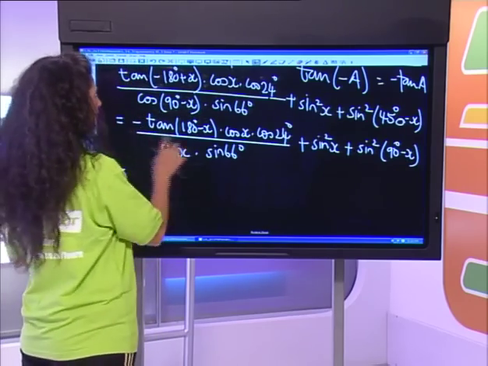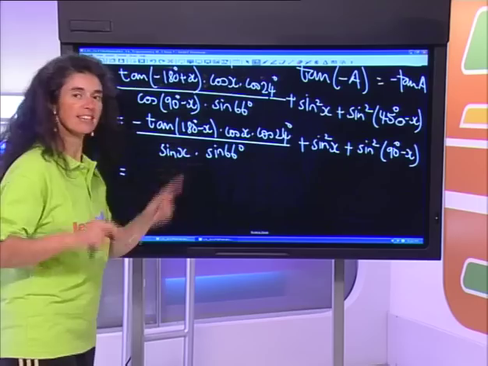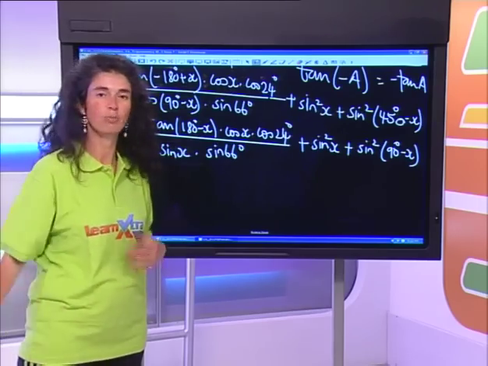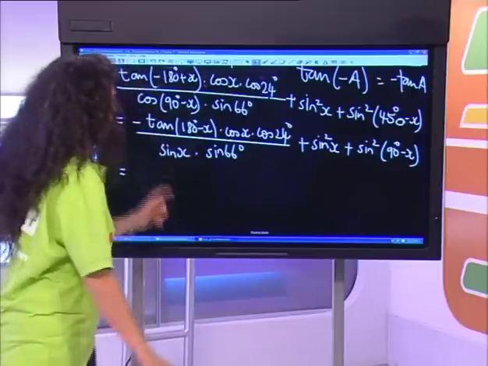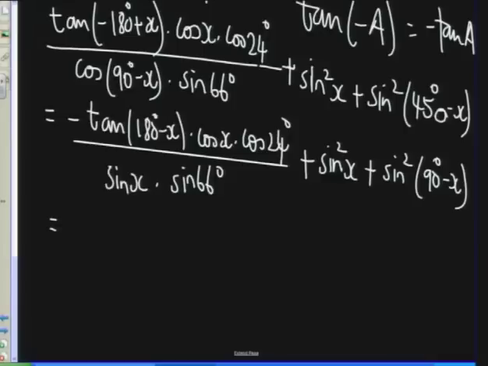So I'm left with a tan of 180 minus x. So by the end of the session, you need to be able to spew out which quadrant I'm in: second quadrant. Tan is negative in the second quadrant, so I'm going to get a negative of a negative tan x. And then I've got this cos x multiplied by. Now I've become clever. What's 24 and 66? That adds up to 90. So these two are cofunctions.